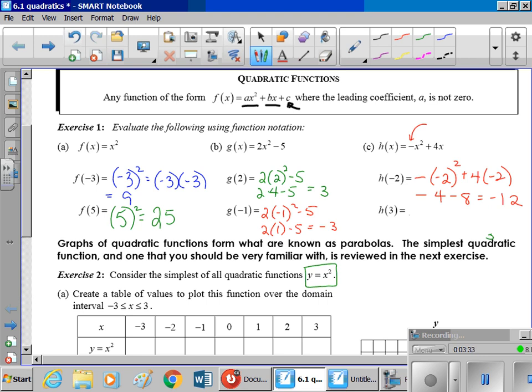And the last one is negative 3 squared plus 4 times 3, which is negative 9 plus 12, which is equal to positive 3. Hopefully you're feeling pretty good about that.